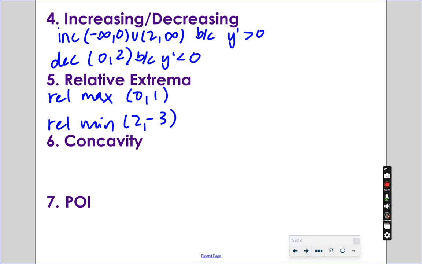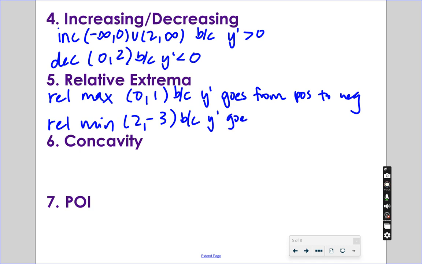All right, and what's my justification for these ones? Relative max, because y prime goes from positive to negative, and relative min because y prime goes from negative to positive.